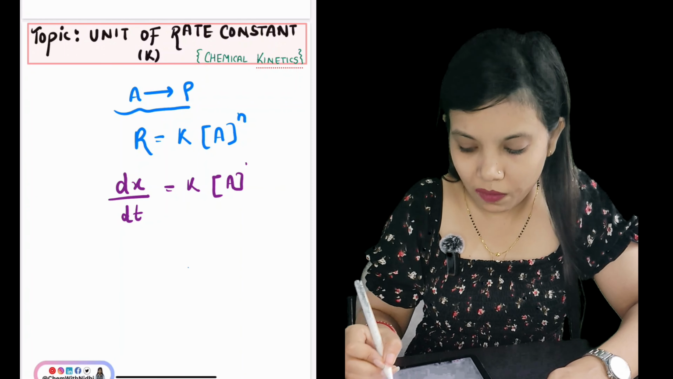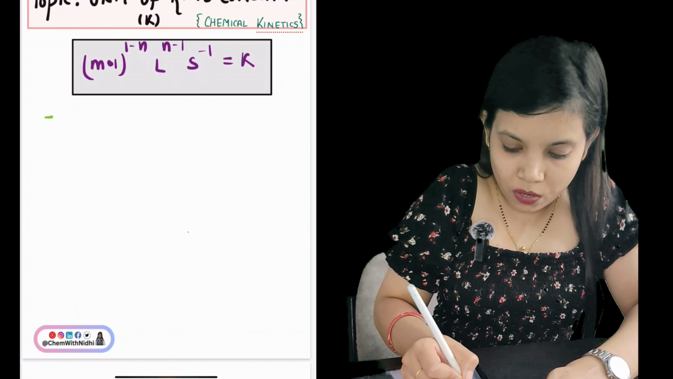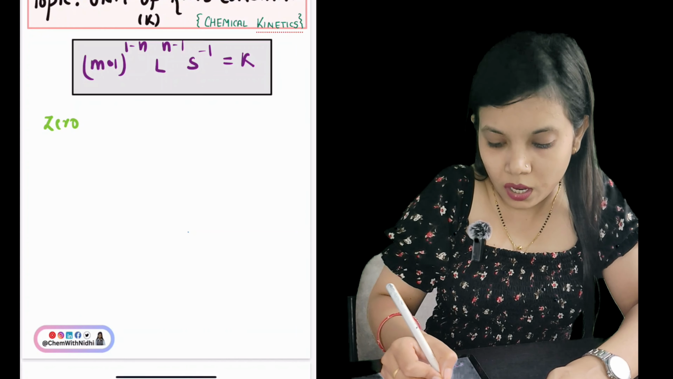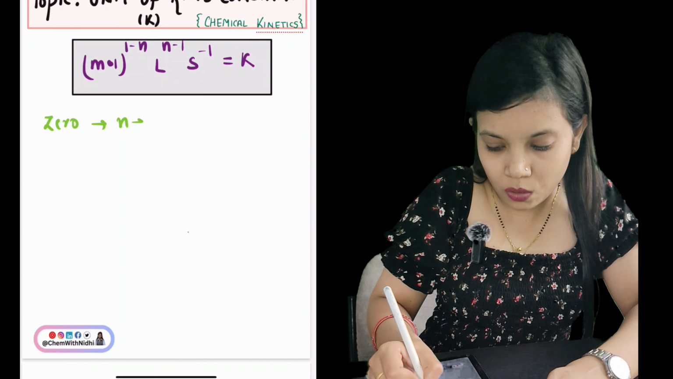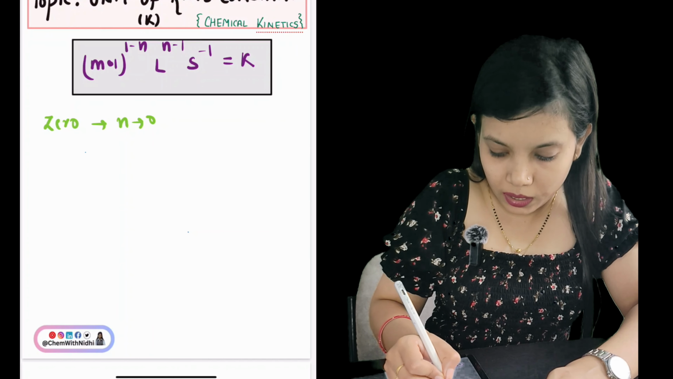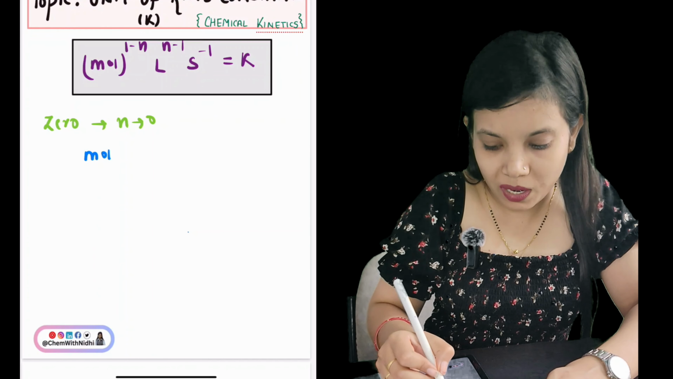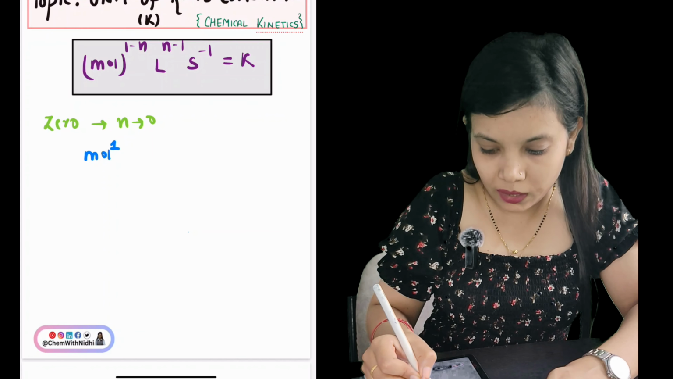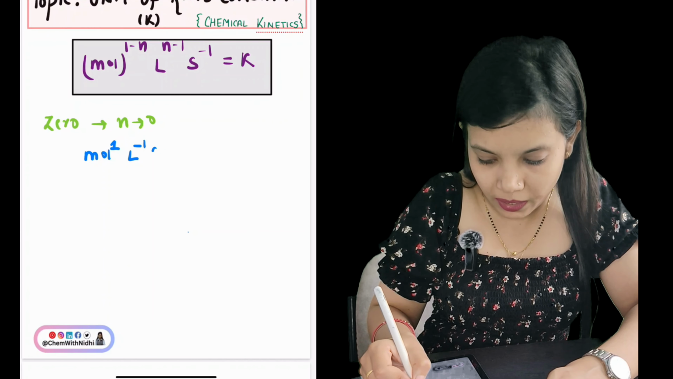For example, if we are going to calculate the unit of rate constant for a zero order reaction, what is the N? N will be 0. Now substitute the value of N. What are you getting? You will get the unit as mole raised to 1 minus 0, which is 1, liter inverse, second inverse.